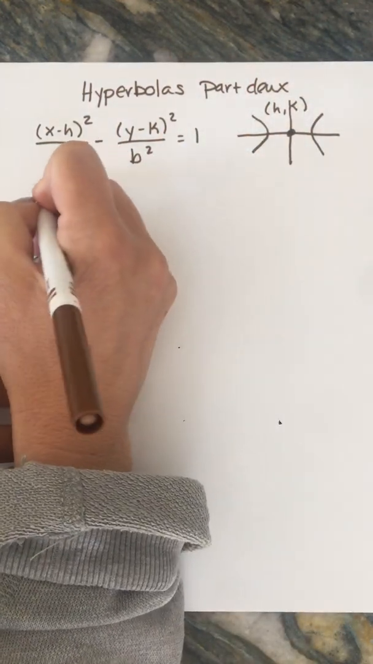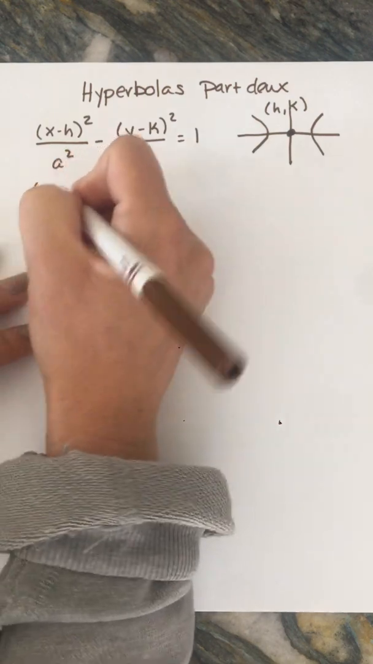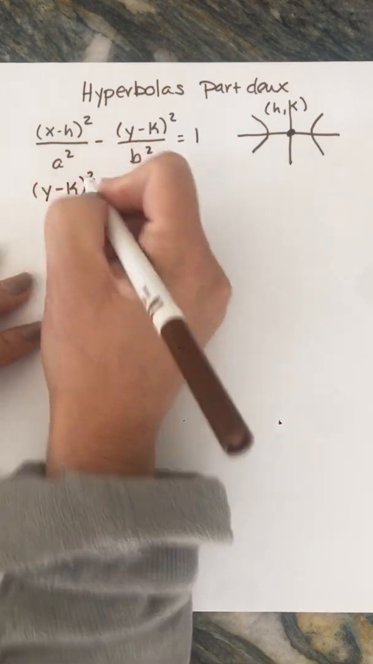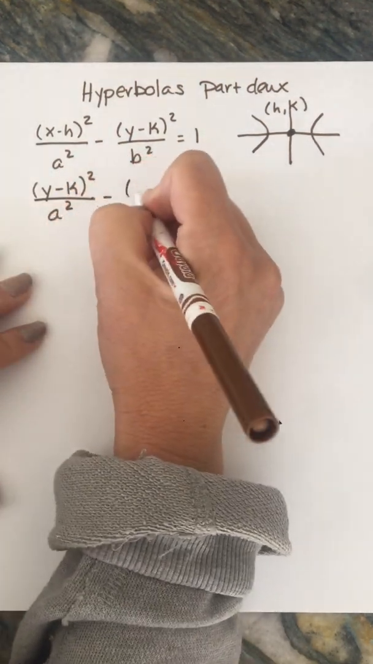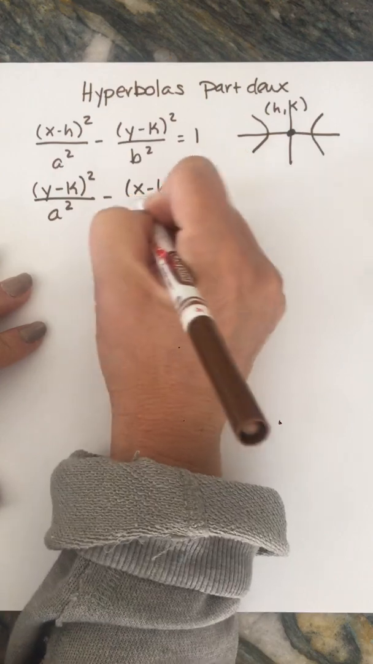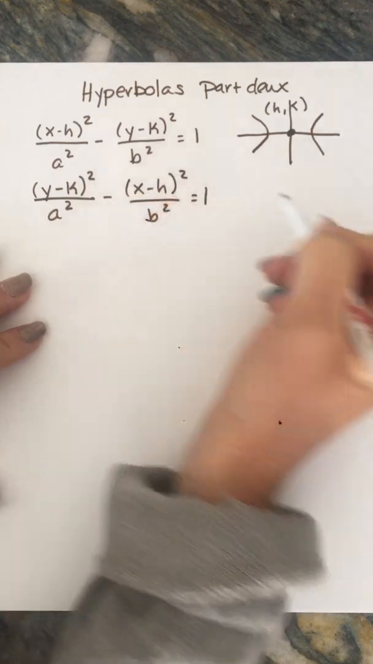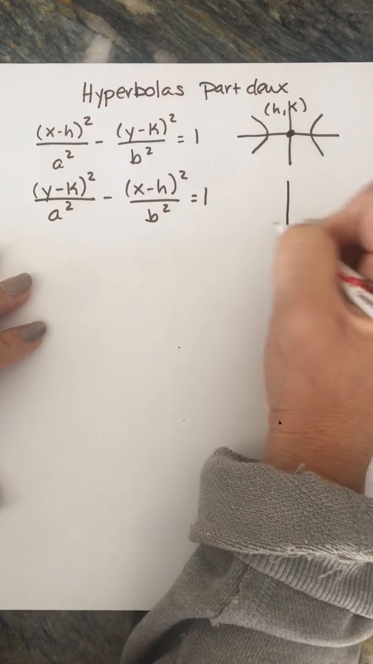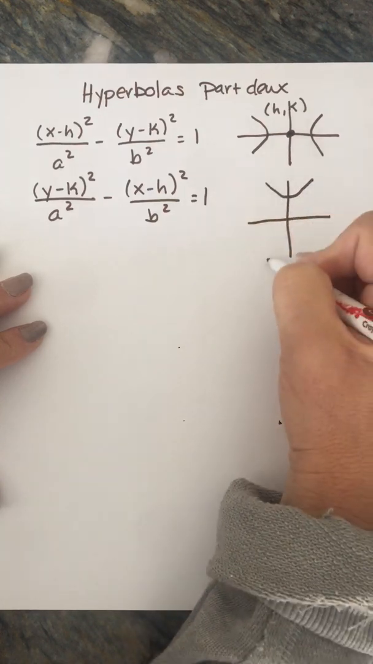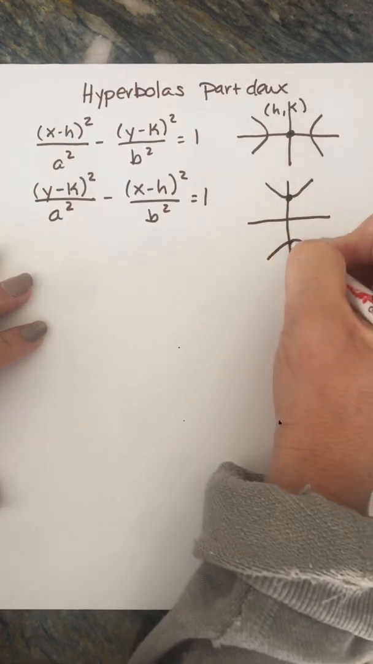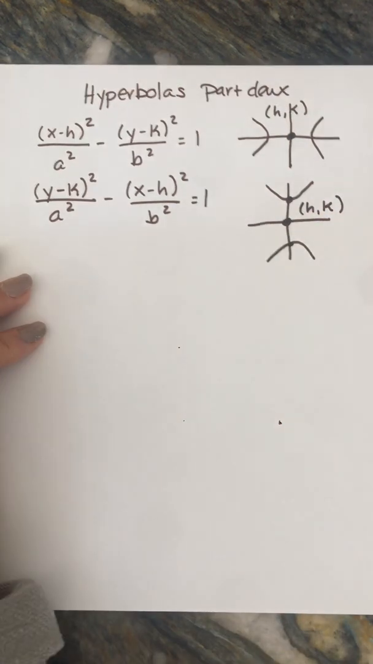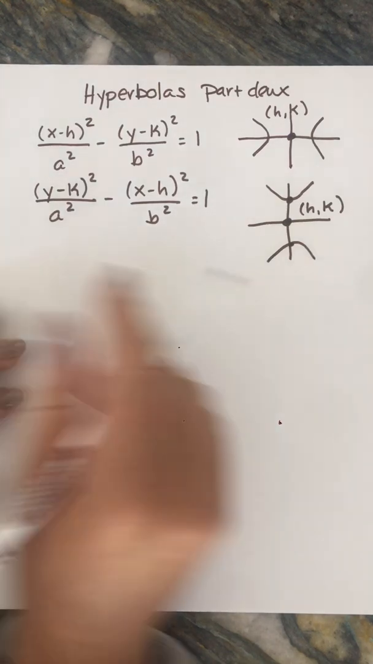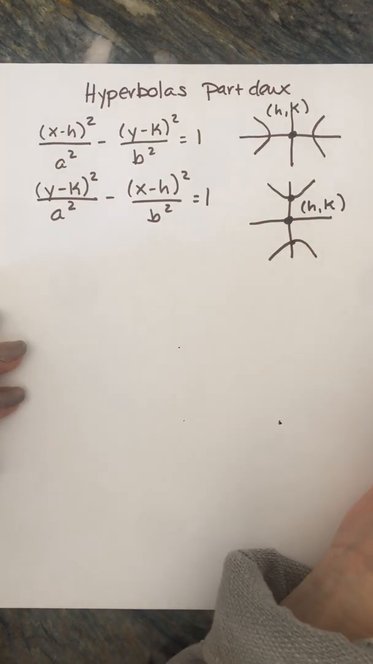And then the vertical orientation, so y minus k quantity squared, right? Y and k always go together, over a squared minus x minus h quantity squared over b squared equals 1. So that would be your vertical orientation, like so. And so your center is still h, k. All right, so that's what they look like. It won't be at the origin this time.